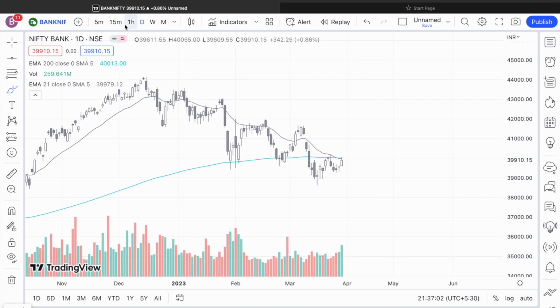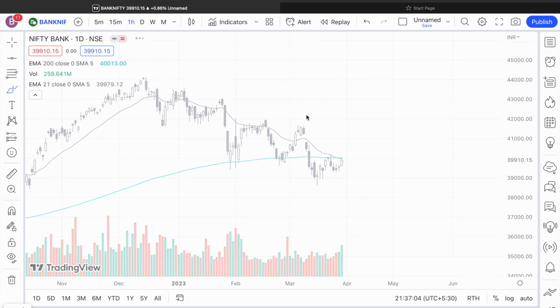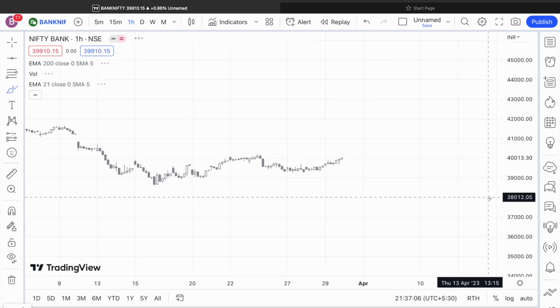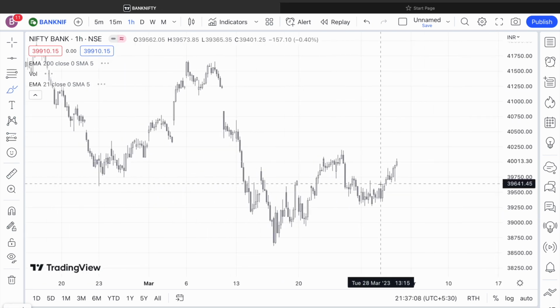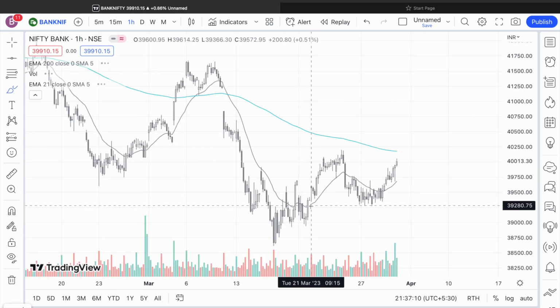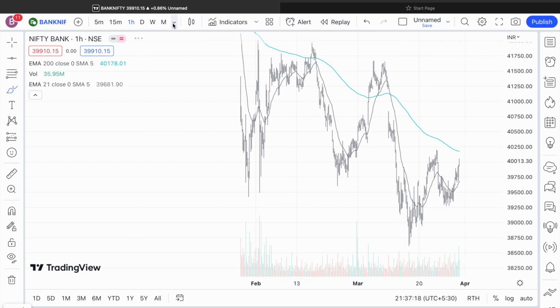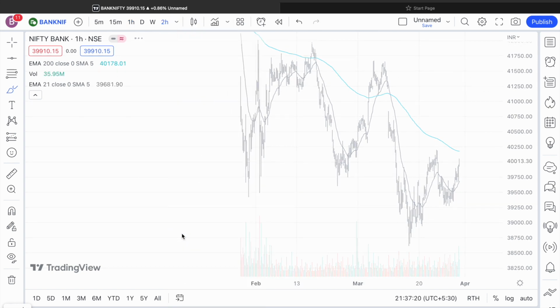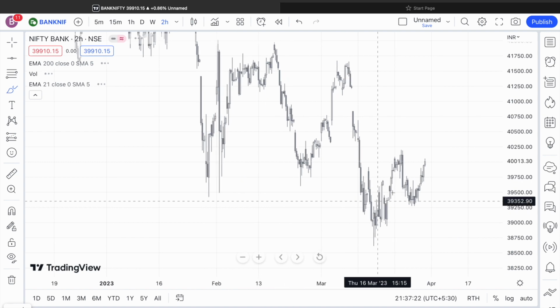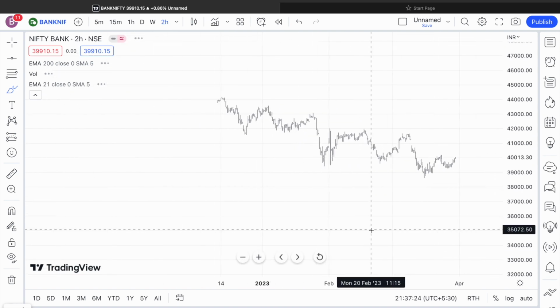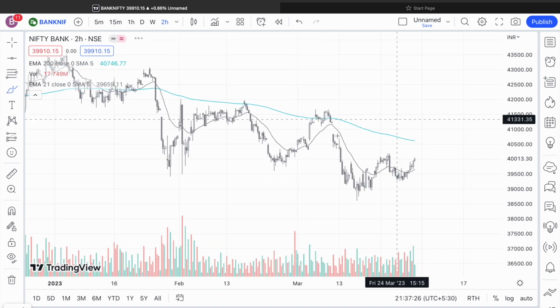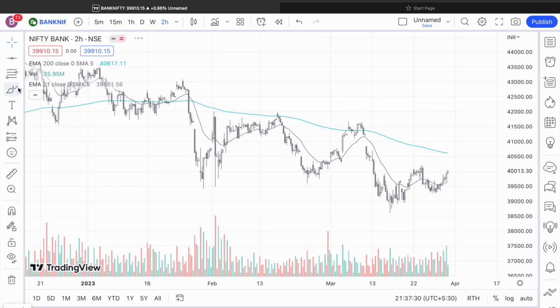All right, so if I now come down to the hourly time frame, right? On the hourly time frame, as you can see, there was a pretty decent short covering, especially after 3:10 p.m., right? There was a very good short covering in the markets. Now again, if I first open the 2 hours time frame, there is a falling wedge breakout kind of structure forming up. I'll show that to you in a second.